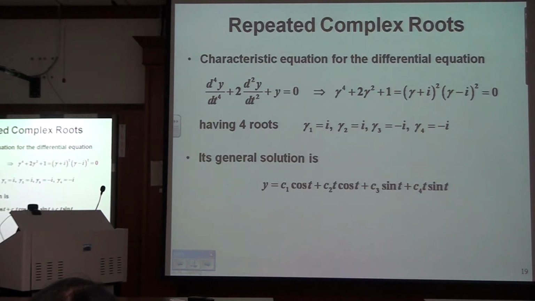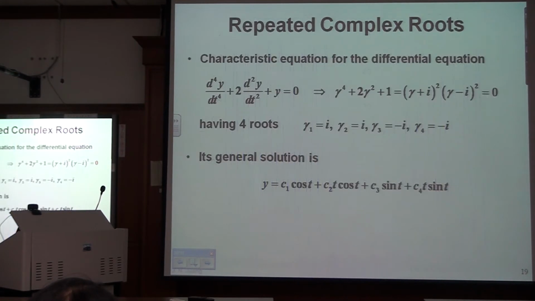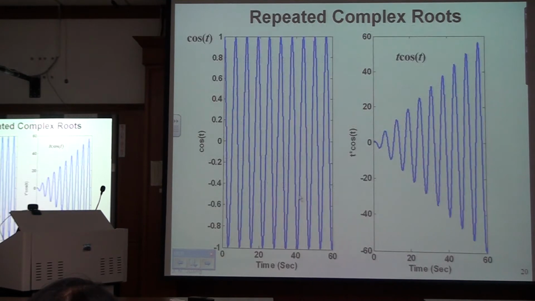Repeatedly you got some problem, because this solution, if you look carefully, is not stable. Why? Cosine t, the first thing, is okay, because it is just oscillating. But t cosine t is no good, because it's growing. Alright?